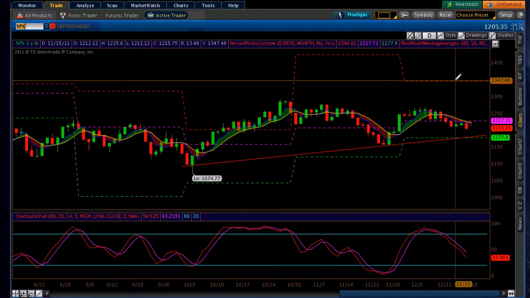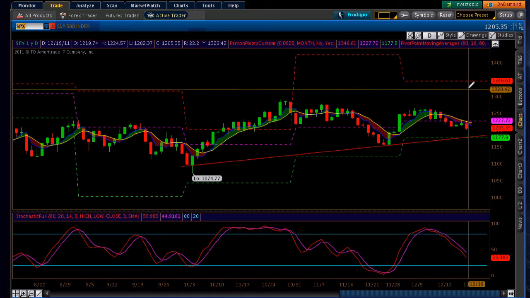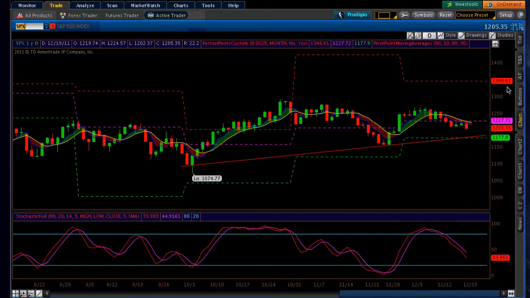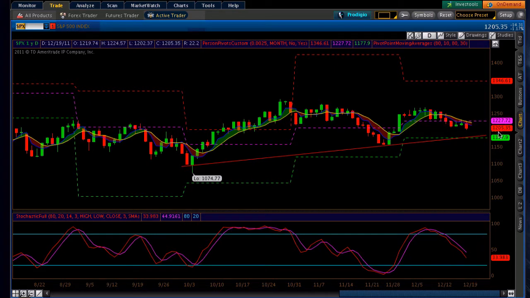As you can see here, we had a resistance pivot, and I use the Person's pivots with the filter on. If you are using Thinkorswim, you can use the Person's pivots, and I like using the filter set to yes. So we have a resistance pivot right up here at 1346.61. Now we have the monthly pivot at 1227.72. We have the support pivot down here at 1177.9.